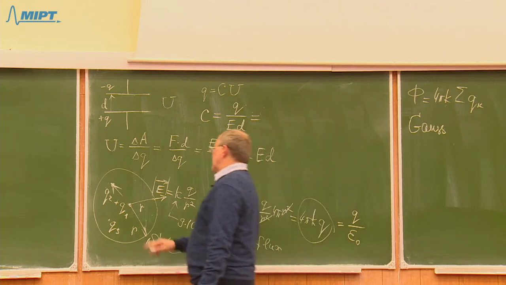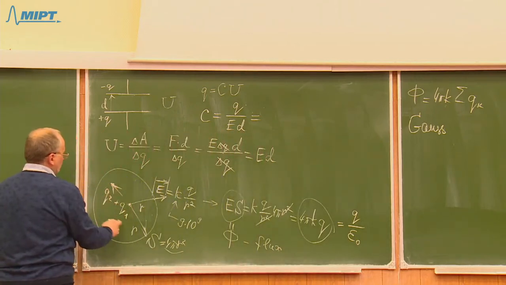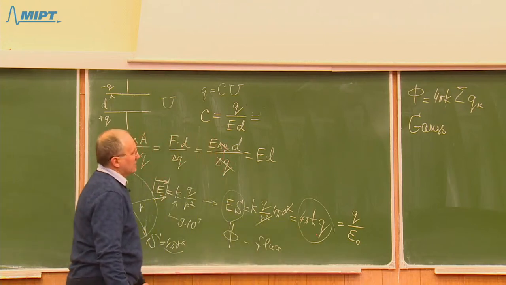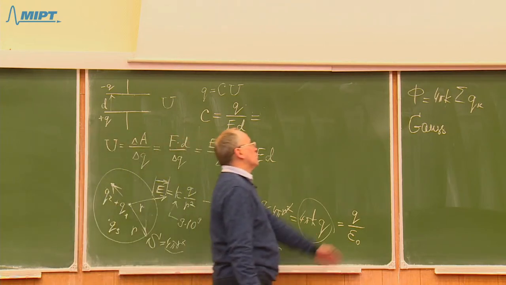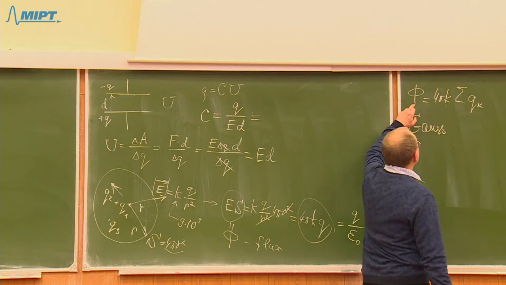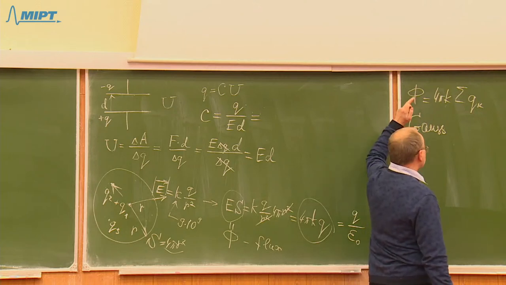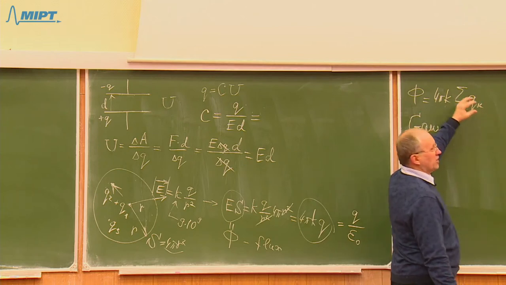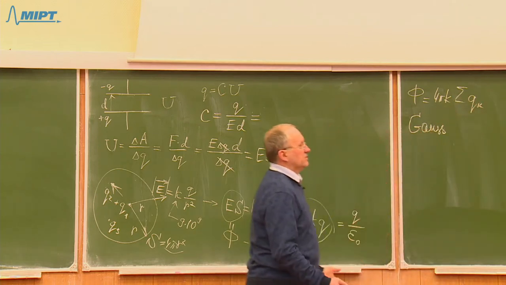So the first step in this interesting theorem, which is called the Gauss theorem. The Gauss theorem says that if I displace the charge inside the sphere, the flux will not change. And as a consequence, we obtain that the total flux of electric field vector through the surface area of the sphere is defined by the total charge inside the sphere.